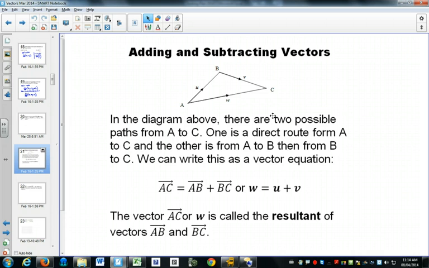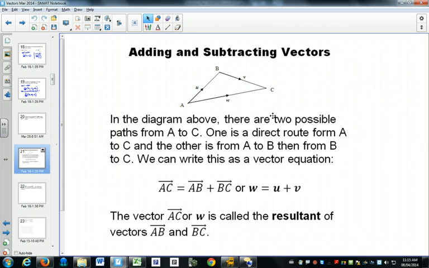So here we have a bunch of vectors. This vector u goes from A to B, the vector v goes from B to C, and the vector w goes from A to C. With vectors, we're not necessarily concerned about how long it takes to get to a certain place, as long as you get to the same place. So going from A to C is the same as going from A to B and then B to C. It might take longer, but you still end up at the same place. So that's what vector addition is about: saying that the vector w is equal to the vector u plus the vector v.